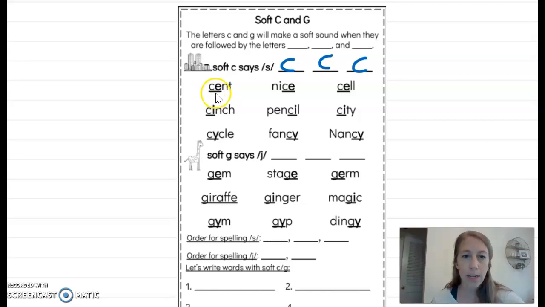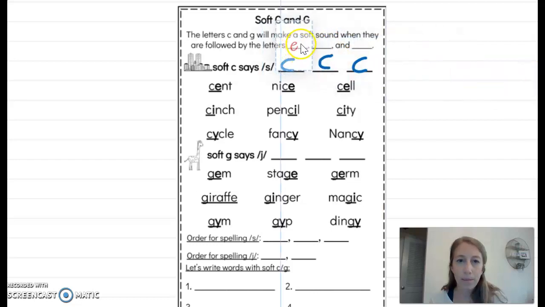So I'm noticing here there's a C and an E, a C and an E, a C and an E. But in the next row, there's a C and an I, a C and an I, a C and an I. And in the final row, C and Y. Oh, so that means that if it's going to make a soft sound, then the letters E, I, and Y will have to come after the C. So we're going to highlight that, but our C will make a soft sound if the letters E, I, and Y come after it. So let's focus on that.